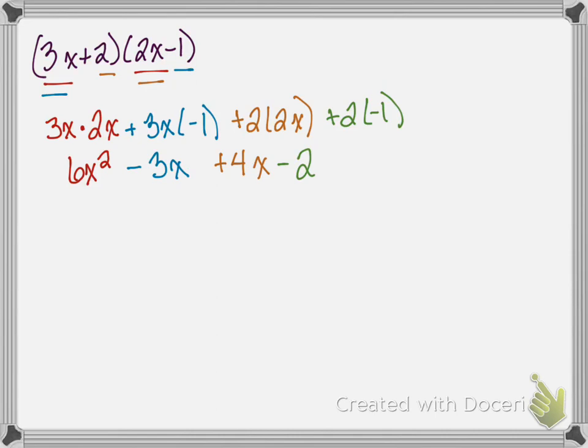Is there anything that I can combine? Good. Negative 3x and positive 4x. Okay? One's positive, one's negative. What has the bigger absolute value? The positive, so my answer is going to be positive. It's positive 1. Excellent. 6x squared plus 1x minus 2. Do I have to write that 1 in front of the x? No. Mm-mm. Okay.